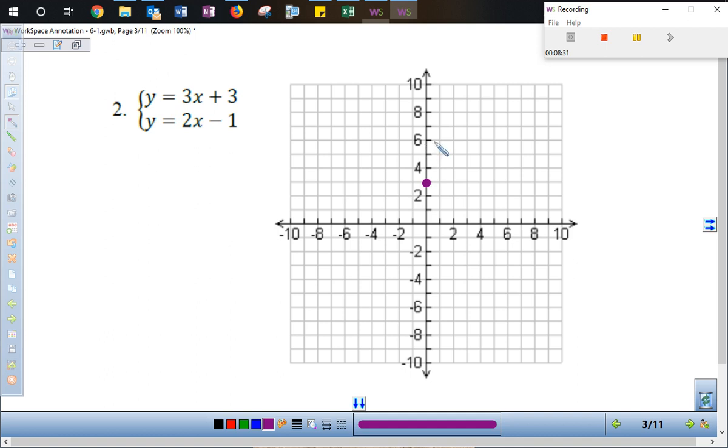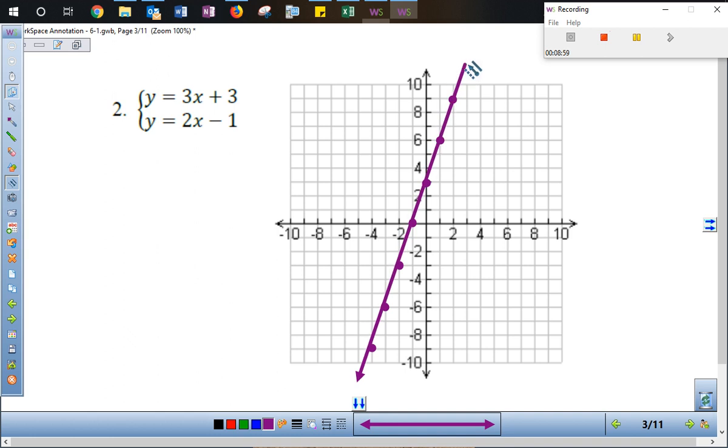So I'm going to go up 3 to the right 1, up 3 to the right 1, and I cannot go up anymore, so I'm going to go the opposite direction. Down 3 to the left 1, down 3 to the left 1, down 3 to the left 1, down 3 to the left 1. So once you've plotted all the points that you can fit on that first equation, you can connect it with a straight edge. Now remember, you want to connect all the way through and you want to end it with arrows.